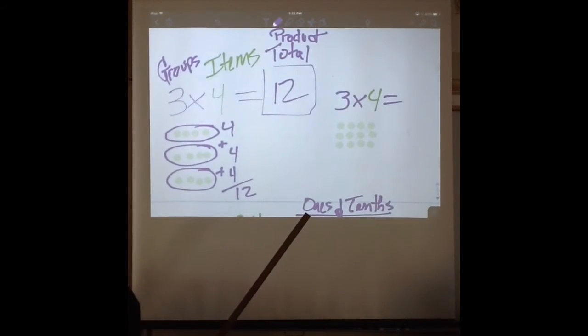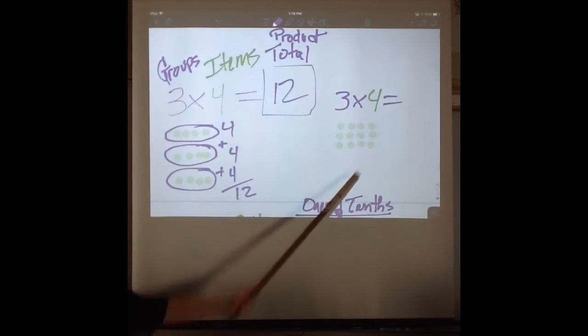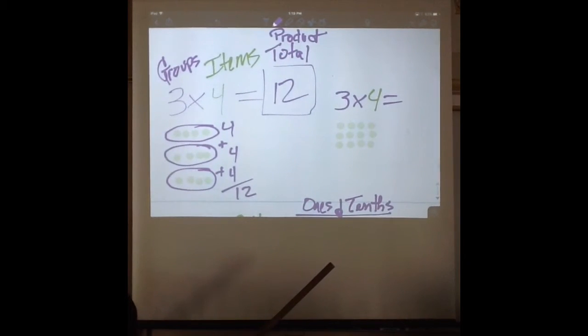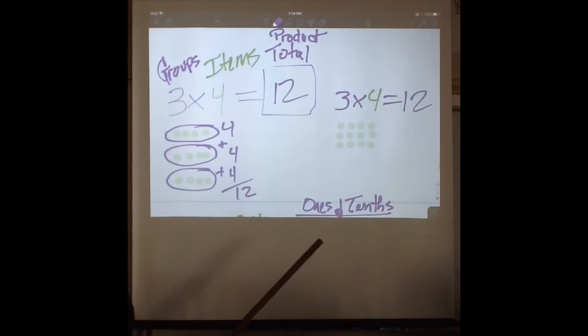Should I circle one? See our group? That's one group, and how many groups do we have there? 3. We have 3. 1, 2, 3 groups of 4 items. And that's going to give us the product of 12. Good. Now you're going, okay, Mr. McGuire, that's great, but what about decimals?